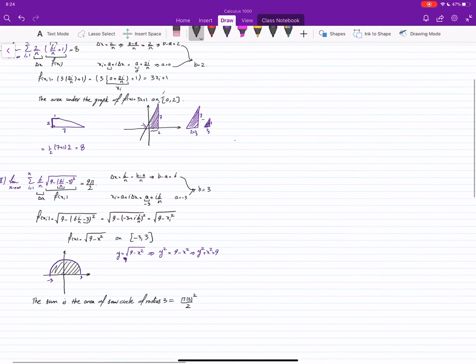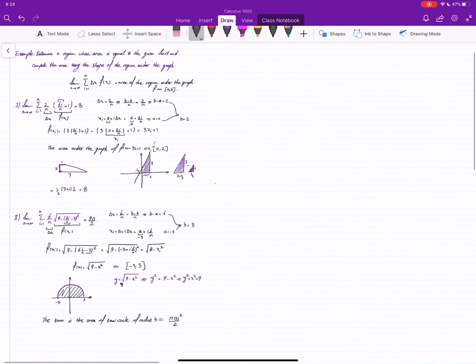So these examples are important. You have to be able to go backward when someone gives you the limit of Rn or Ln. You have to be able to generate what is the interval, what is the function, and sometimes use other information to evaluate that limit.